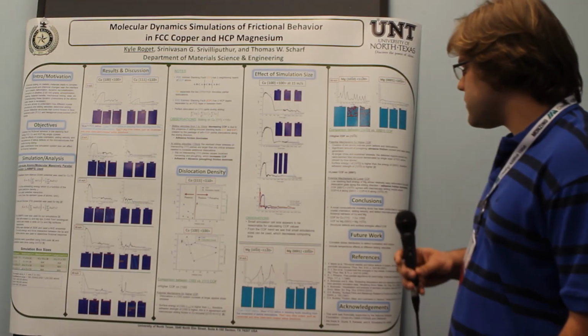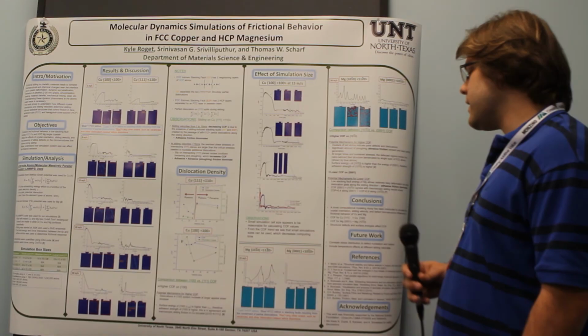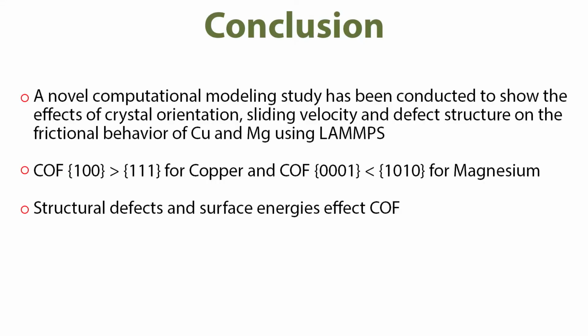So to conclude this, we see that the coefficient of friction is lower for the 111 as compared to the 100 planes. For magnesium, it's lower for the basal than it is for prismatic. Structural defects and surface energies affect the coefficient of friction at the atomic scale.